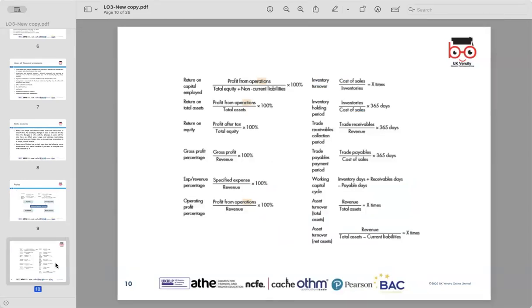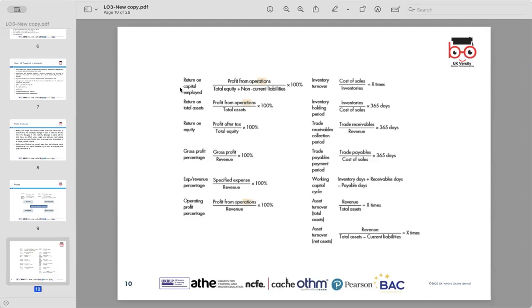Okay, here are calculations of some ratios, like return on capital employed. This ratio measures the efficiency and profitability of a company's capital investment. Inventory turnover. This ratio shows how many times a company's inventory is sold and replaced over a period. Inventory holding period. This measures the average number of days inventory is held before it is sold. A shorter holding period indicates quicker inventory turnover.